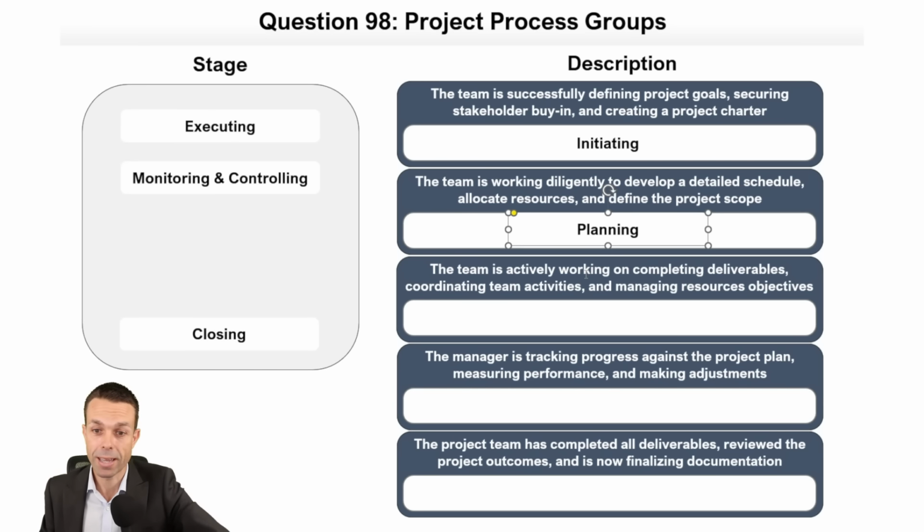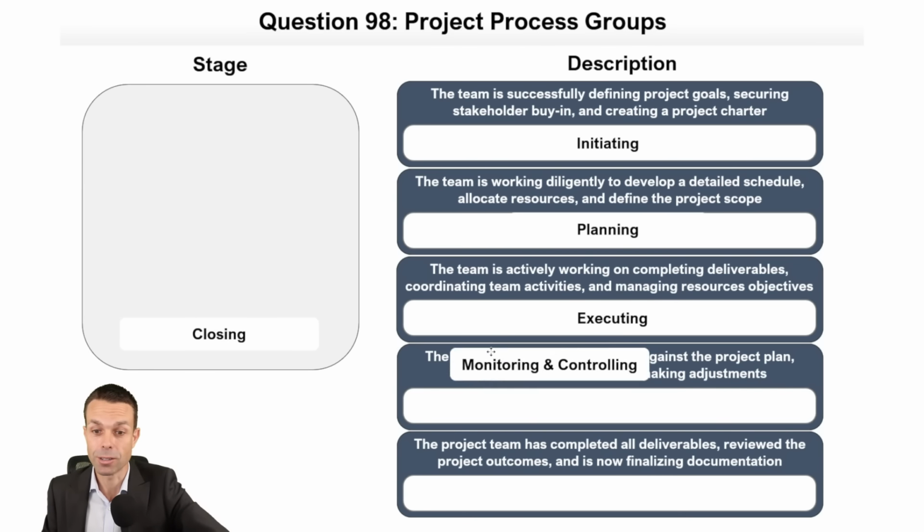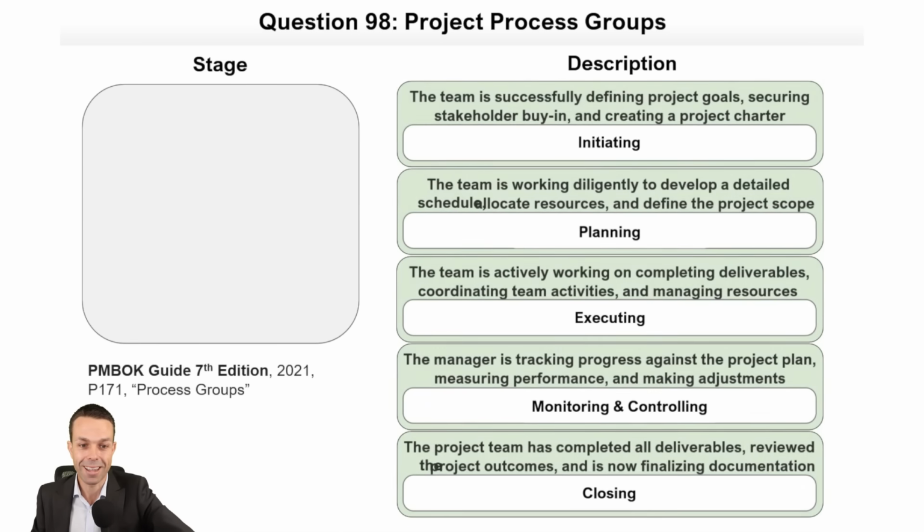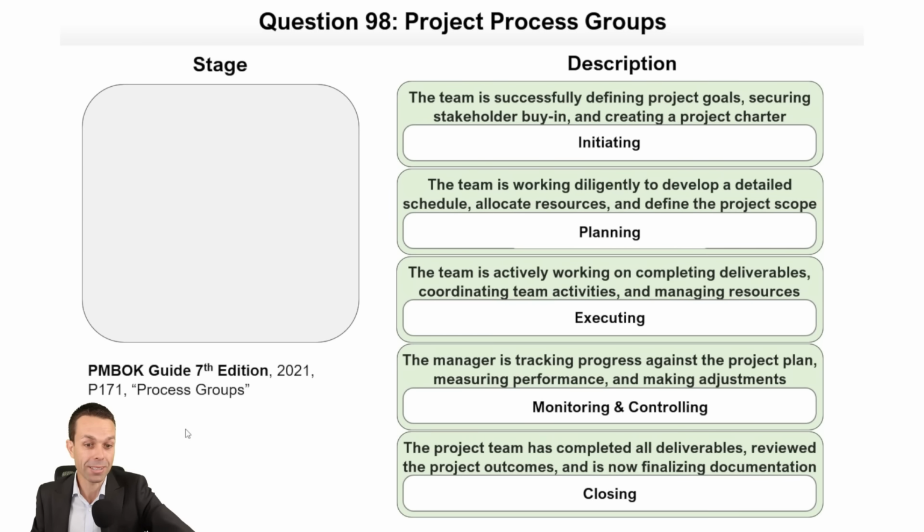Now, if the team is working actively to complete those deliverables, they are executing, coordinating team activities, yes, and managing resource objectives. Yep, that sounds good. The manager is tracking progress. They're monitoring and controlling in the process groups, measuring performance and making adjustments. And if the team has completed all the deliverables and reviewed those outcomes and is finalizing the documentation, maybe creating a final report, that is closing the project. And that is good. That's come through. So page 171 under process groups in the PMBOK guide, 7th edition.